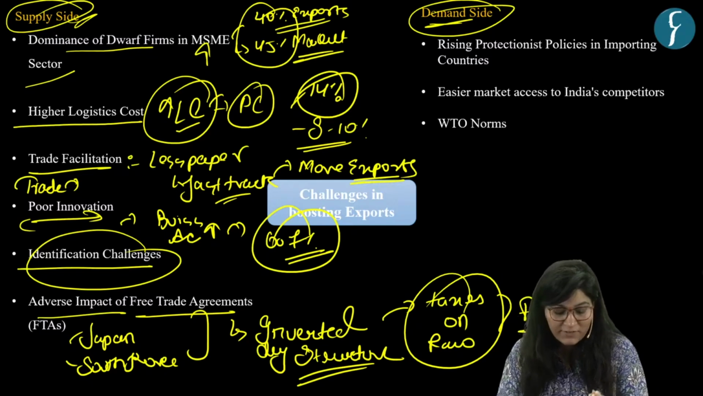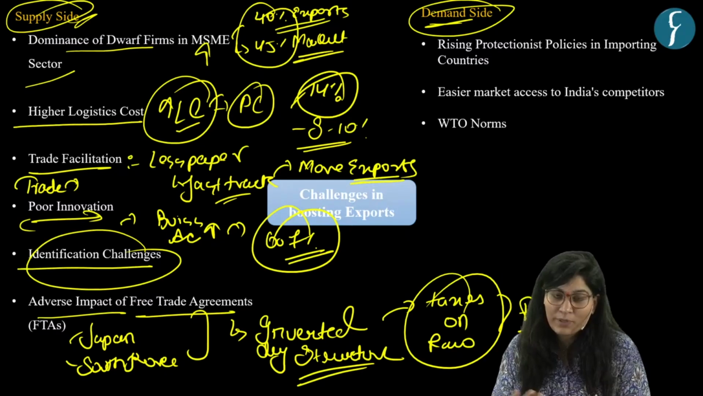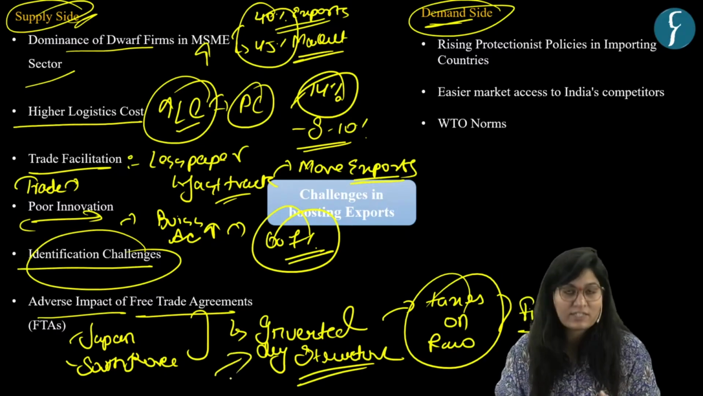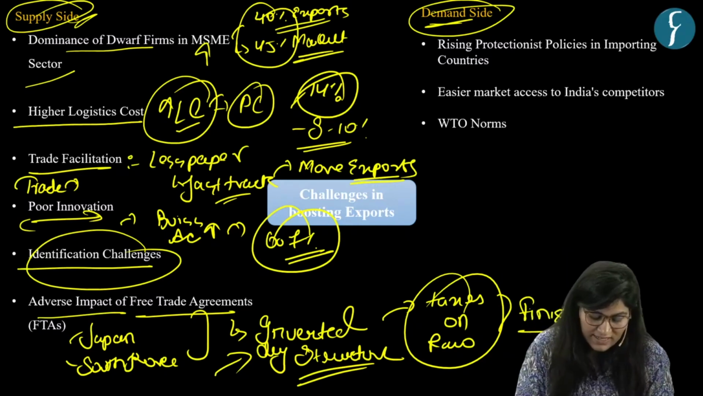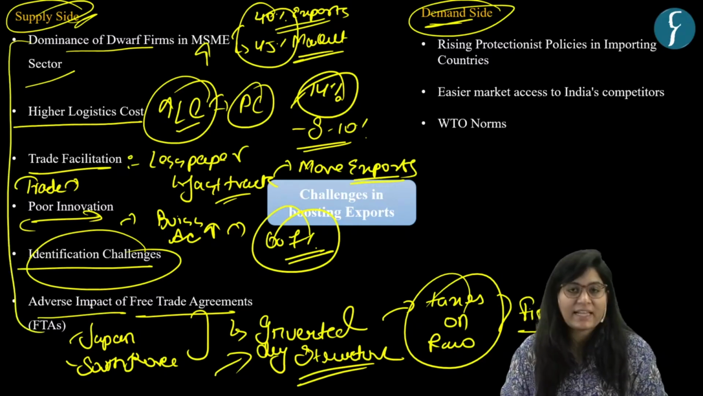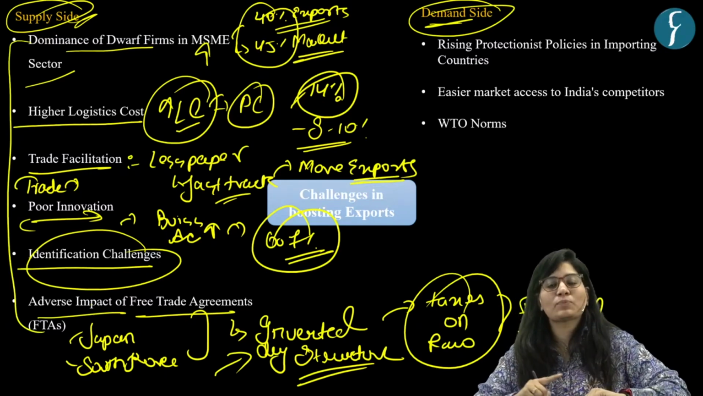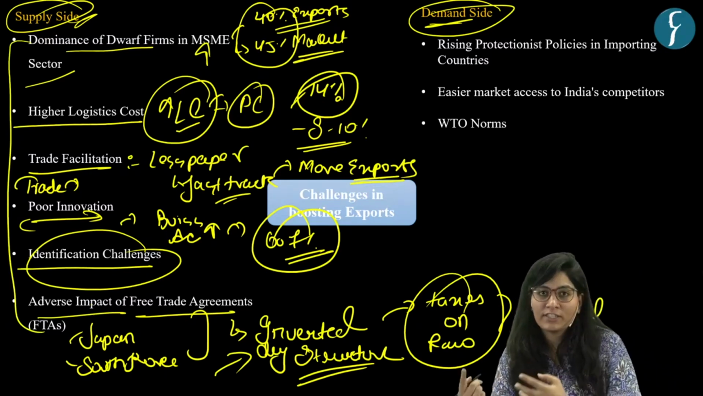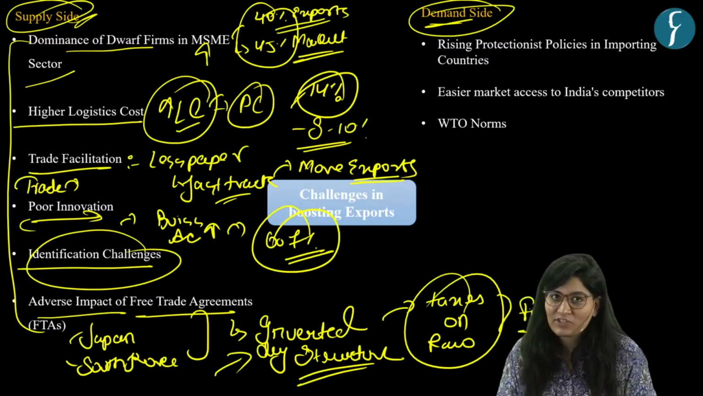So, these free trade agreements led to an increase in imports because of inverted duty structure. Okay. So, these are the important supply side constraints with respect to India. Now, India is exporting products to another country, so we do have demand side constraints.